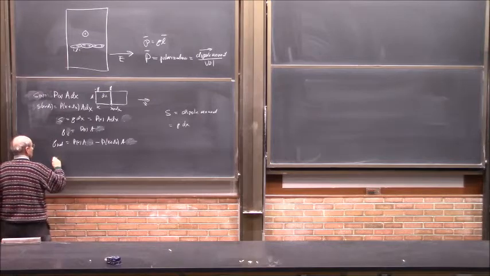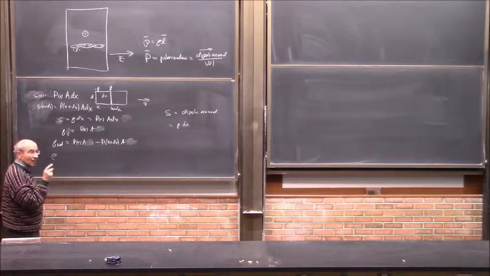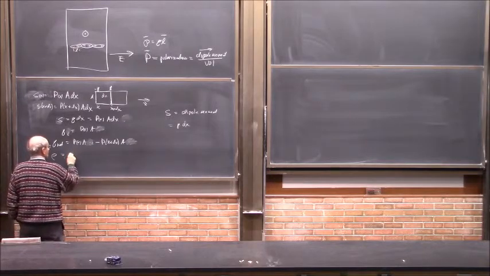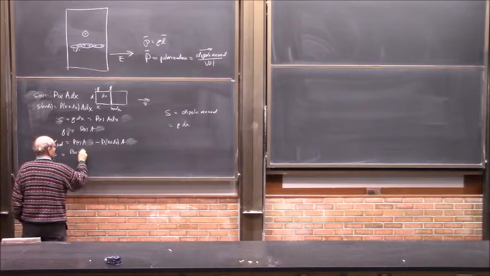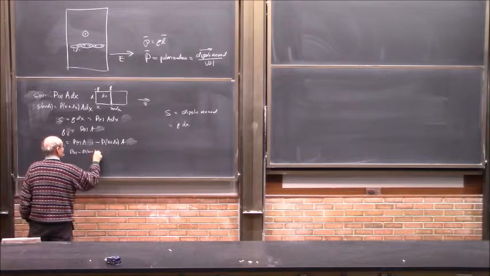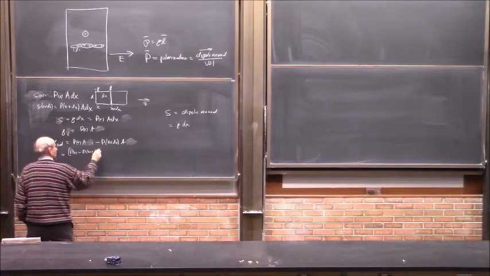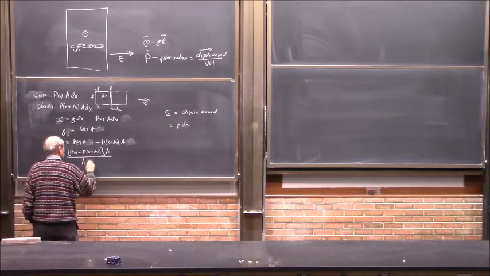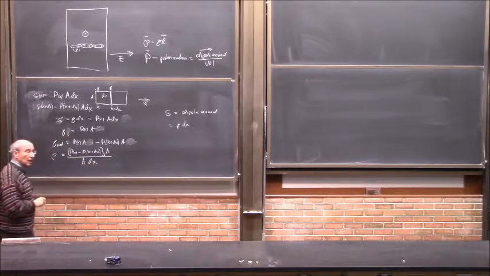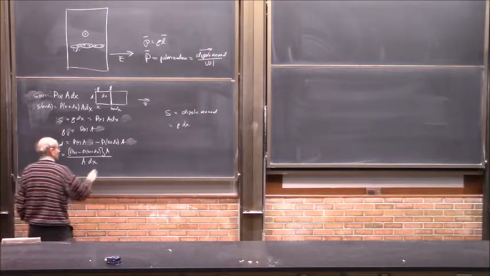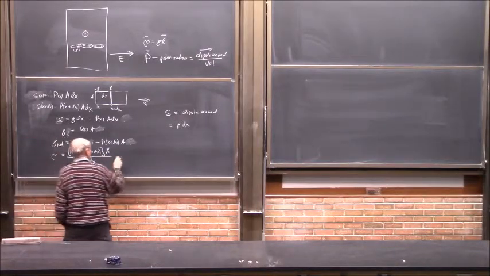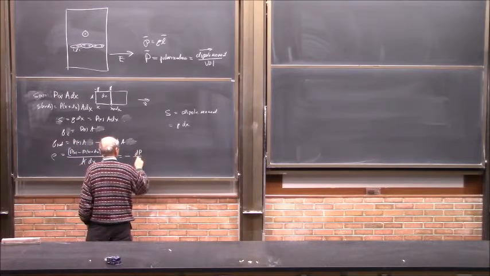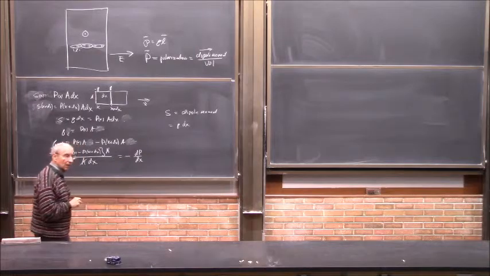And so the charge density associated with this is the charge, which is P of x minus P of x plus dx times the area divided by the volume of the box, which is A times dx. And the A's will cancel out, and the charge density then is minus the derivative of P with respect to x.